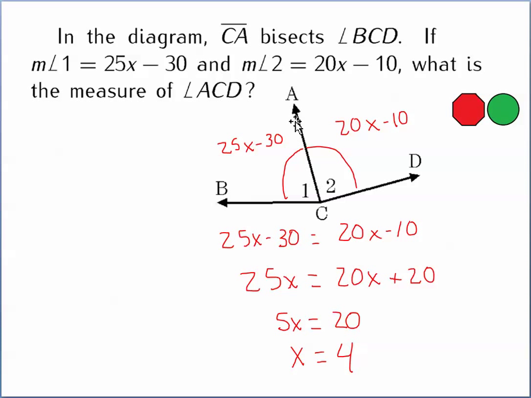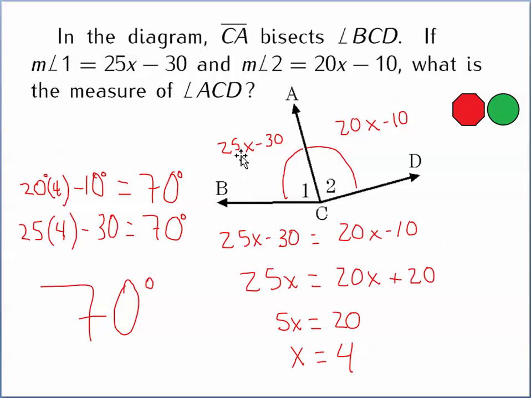What is the measure of angle ACD? Well, it's 20 times 4 minus 10. 20 times 4 is 80, minus 10 is 70. So I can also then plug in 4 over here to see if I get the same thing. I should. 25 times 4 minus 30 is also 70. So the correct answer to the question is 70 degrees.